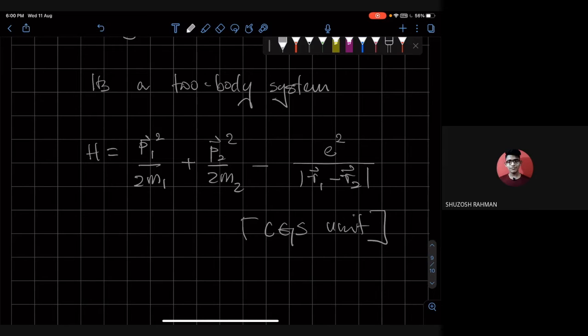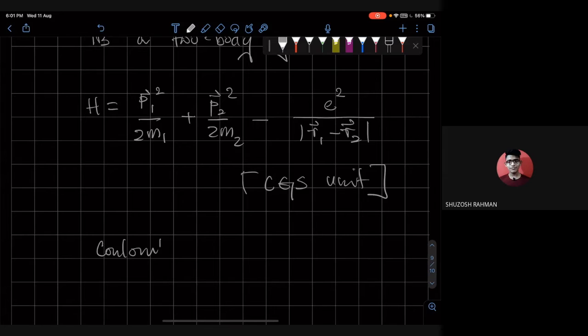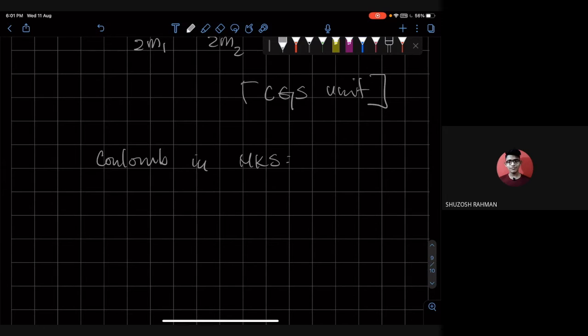What is the unit of charge in CGS called? Coulomb? Yeah, I don't exactly remember. Anyone else know the name of the unit? It's a memory test, or common knowledge test. Do you know the name of the unit of charge in the CGS unit? We know that Coulomb is the unit of charge in the MKS system. Anyone remember Coulomb's law?